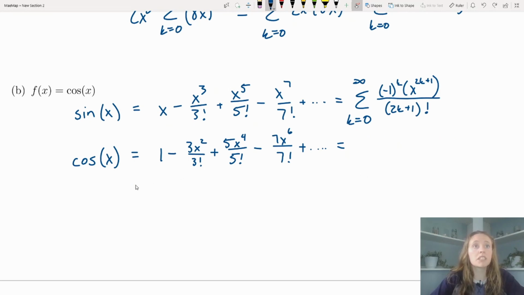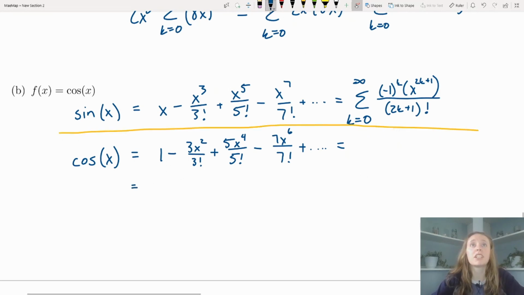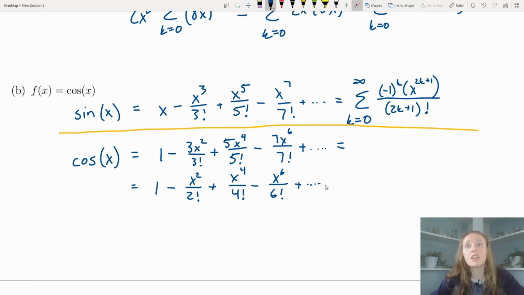I'm going to actually rewrite this now that we've taken the derivative, just to simplify it down a little bit more. This is 1 minus, notice that 3 over 3 factorial, 3 is the largest factor in 3 factorial, so we're going to be left with x squared over 2 factorial. And then again, 5 is the largest factor in 5 factorial, so this will be x to the 4th over 4 factorial. Can you guess what the next one is? That's going to be x to the 6th over 6 factorial. So you can see we have a very similar pattern, except as opposed to dealing with odd exponents, we're now dealing with those even exponents. Because 1, if you want to think of it, could be written as x to the 0 over 0 factorial.